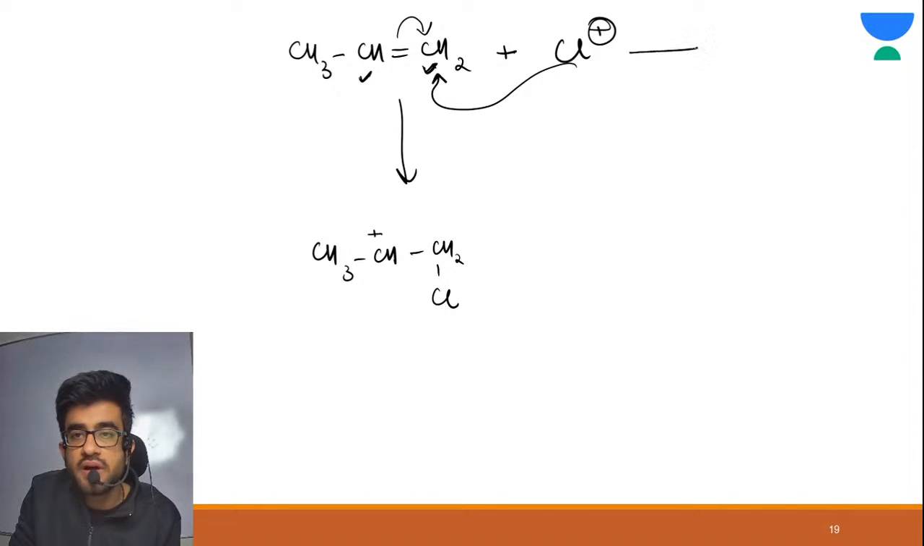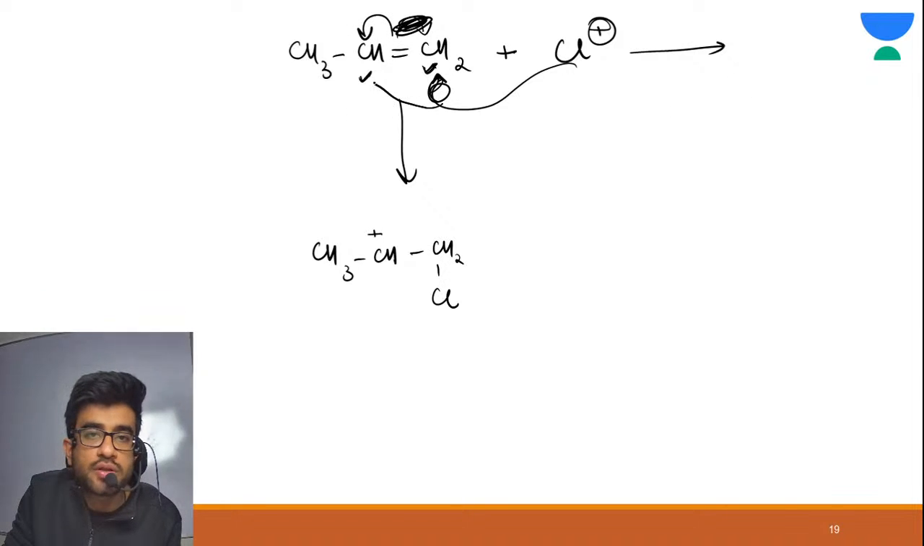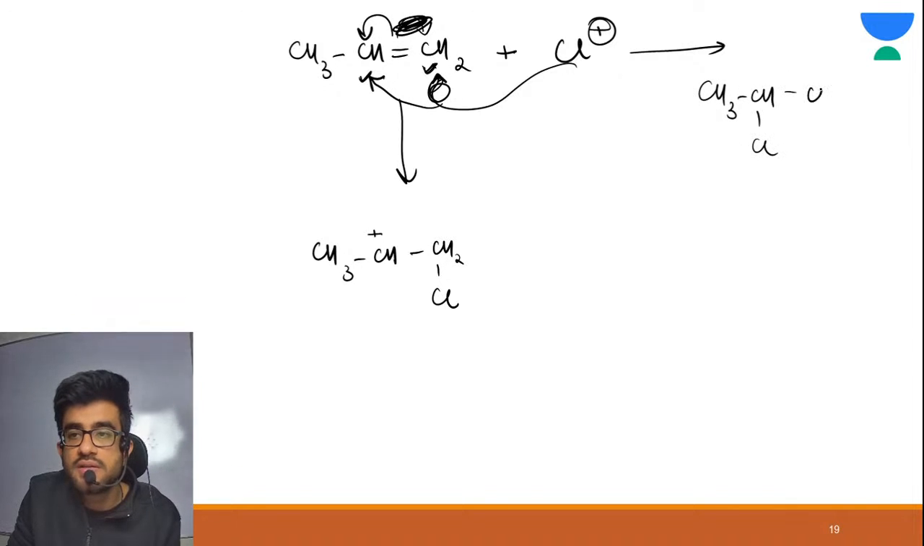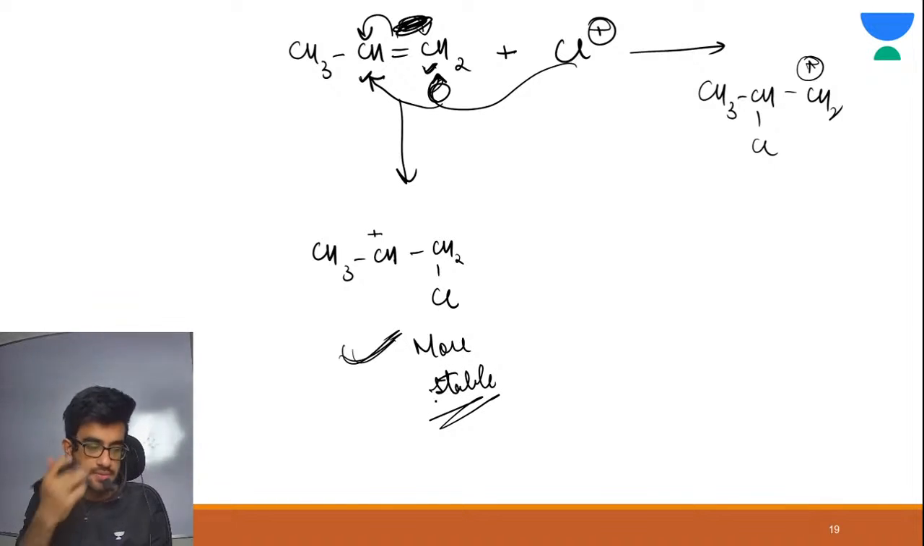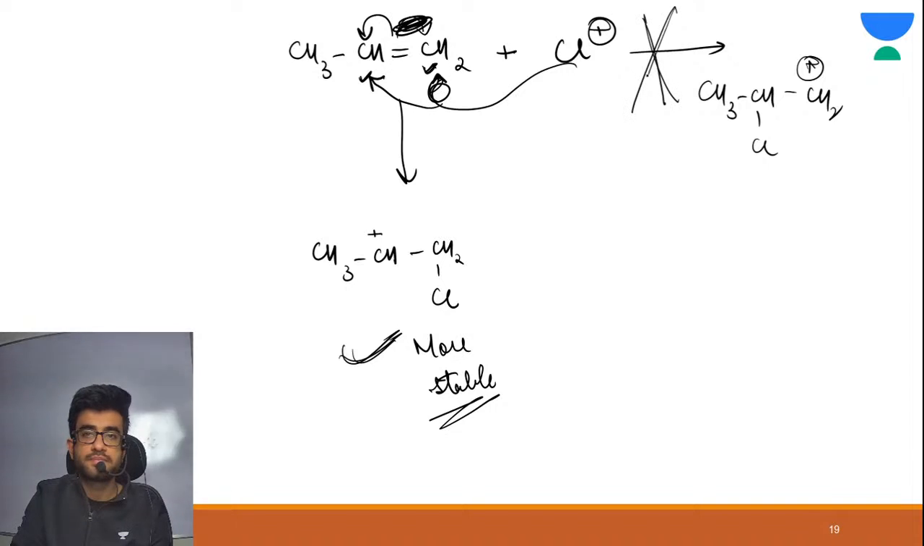The other possibility is if your pi bond shifts here, then what will be formed? Then your chlorine would attack on this carbon, so CH3, CH, Cl, CH2 positive. Now which carbocation is more stable? This is more stable. We have been doing this since the last class. Is this question clear? This is not formed.